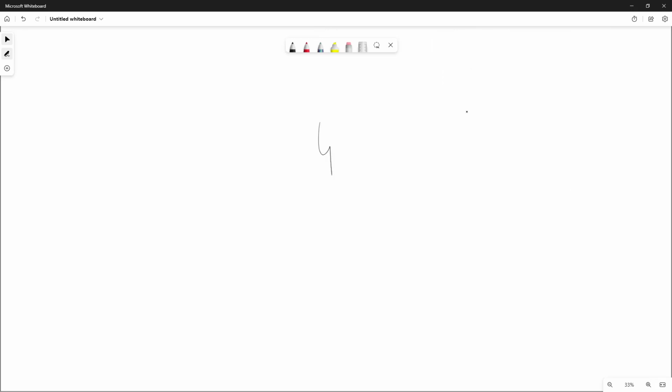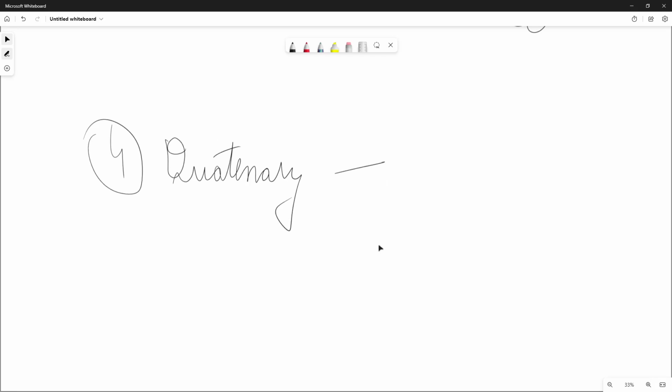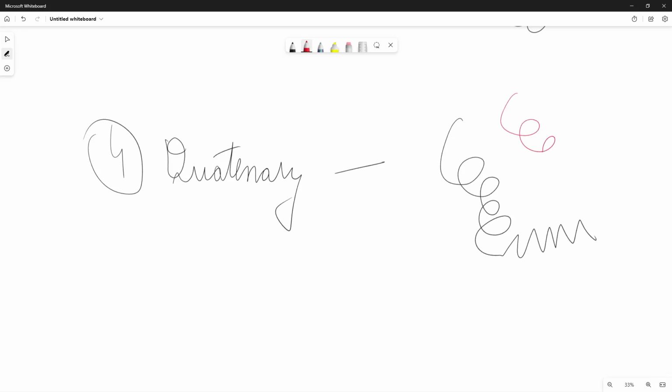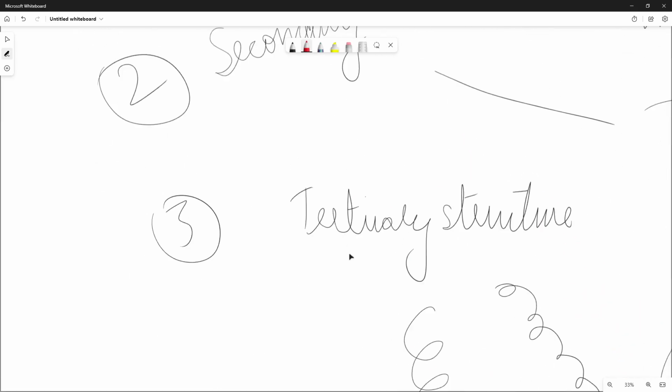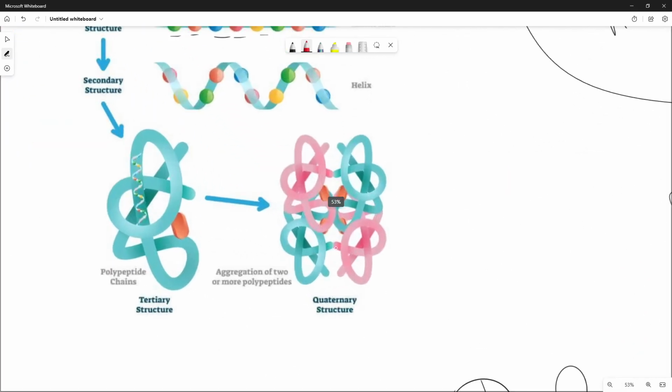We have the fourth level of structure, which is the quaternary structure, which is basically groups of multiple different polypeptide chains coming together. One we have like this, and then we have the other which is interacting with it here, and the other is making another structure here. So as we see here, this is one separate polypeptide chain, this is separate, and this is separate.